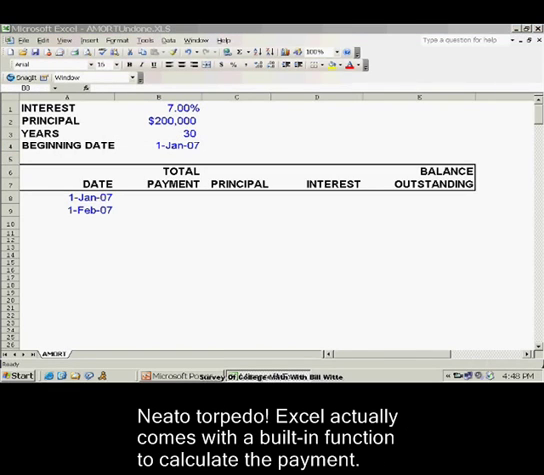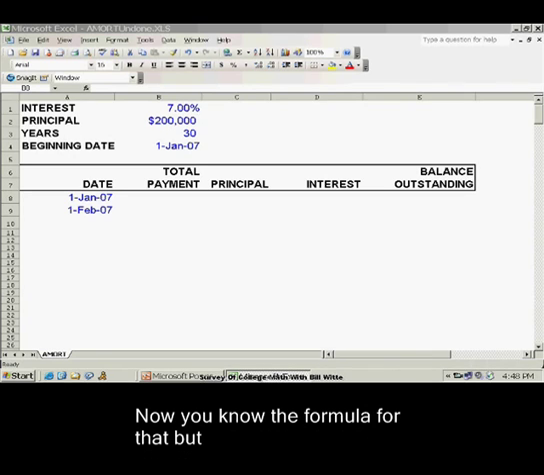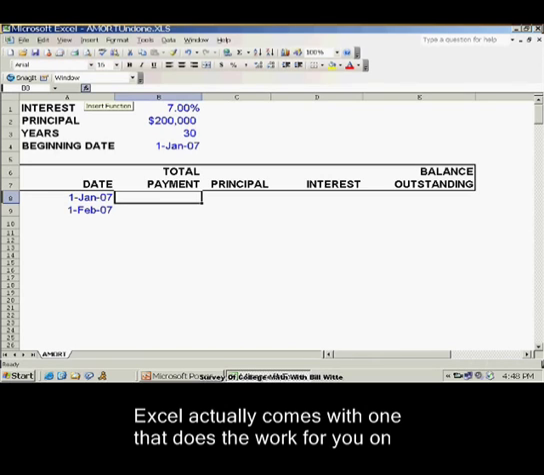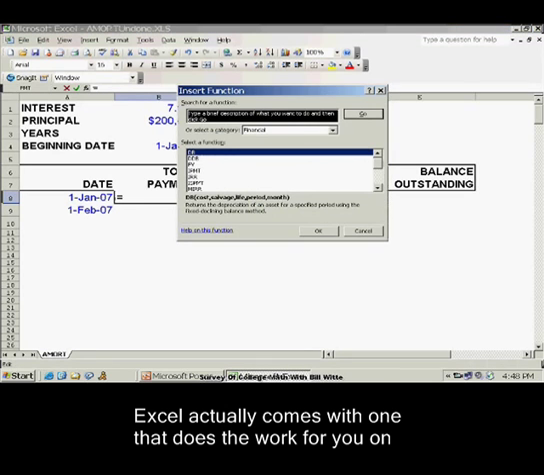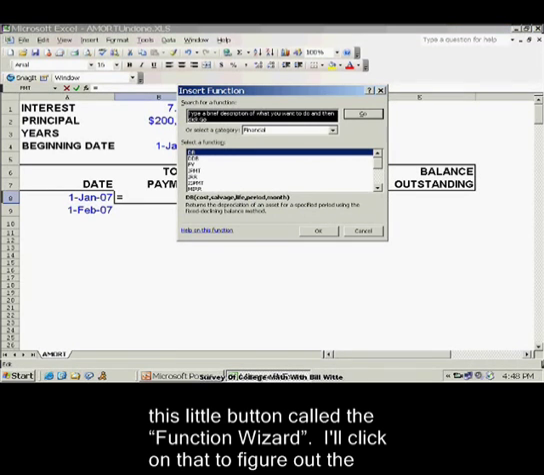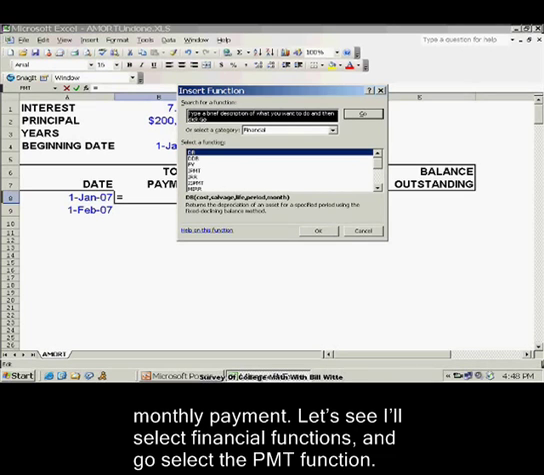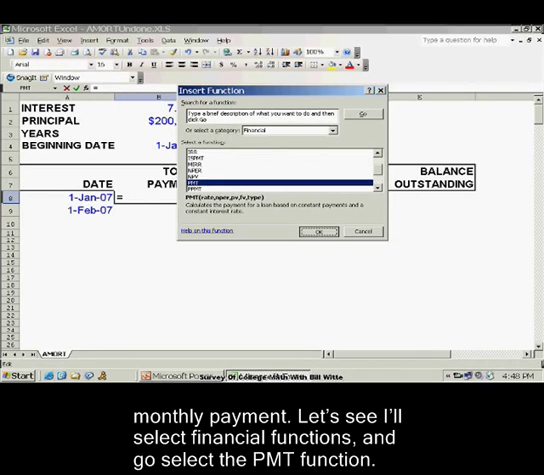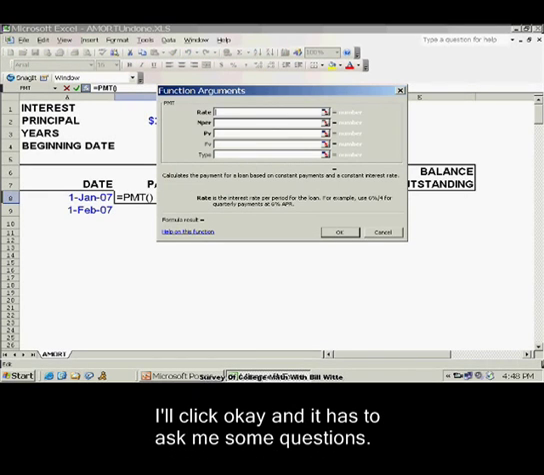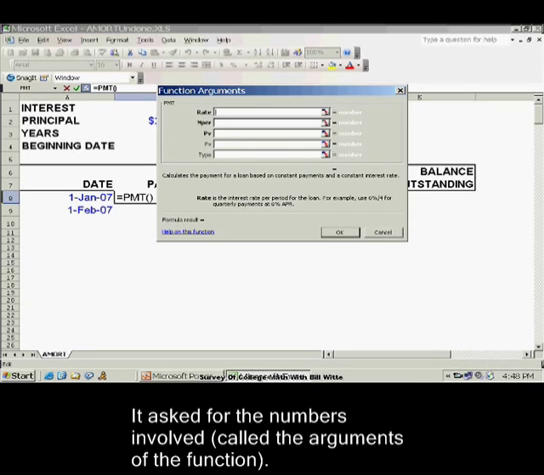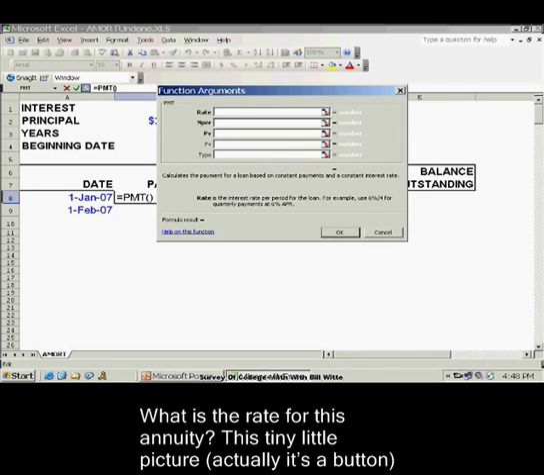Neato torpedo. Excel actually comes with a function, a built-in function to calculate the payment. Now you know there's a formula for that, but it actually comes with that. And it's on this little button called the function wizard. And I'll click that to figure out the payment. Well, let's see. Let's go to financial function. It's already on there. And go to, I happen to know it's the PMT function. And I'll click OK. And it has to ask me some questions. They call the arguments. What is the rate for this annuity?